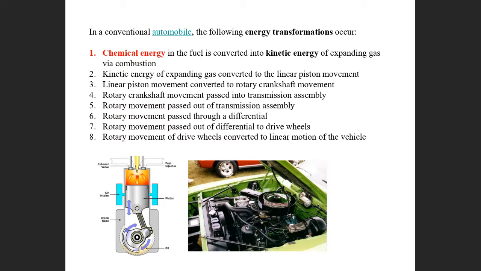So for example, for an automobile, we can see there are the following energy transformations. So first, the chemical energy in the fuel, okay, is converted into kinetic energy. Kinetic energy of the gas movement by combustion. Then the kinetic energy of expanding gas is converted to the piston movement, the mechanical work, okay. Then the linear piston movement is converted to rotary crankshaft movement. Then the rotational crankshaft movement passes into the transmission assembly and then drives the vehicle. So therefore, the rotary movement of drive wheels is converted to linear motion of the vehicle.